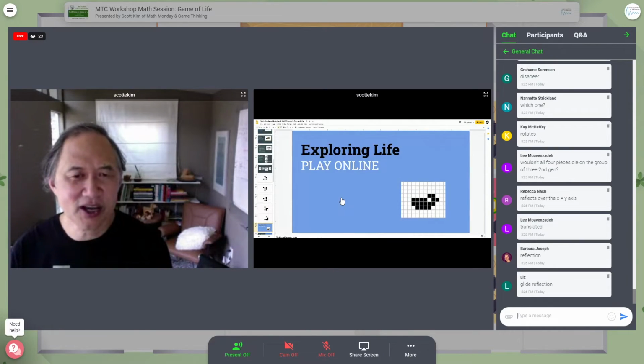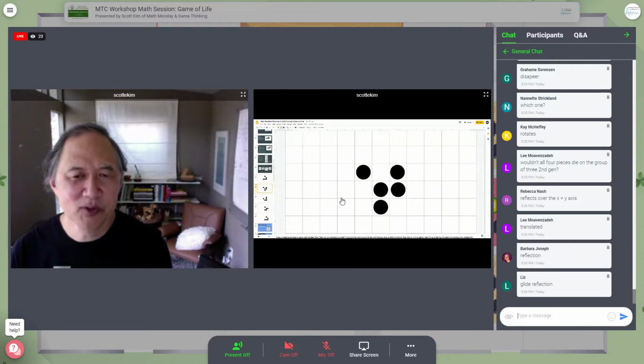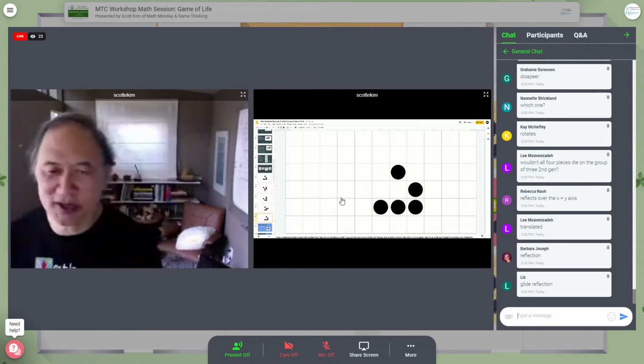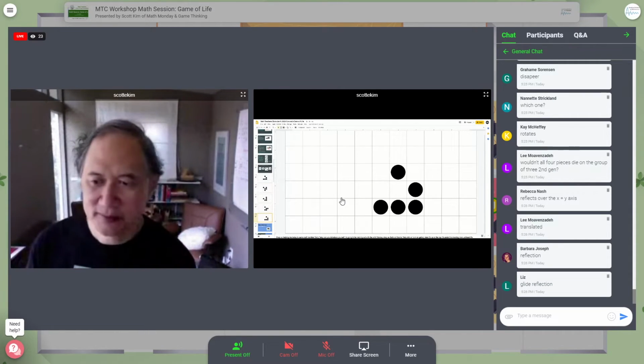So that's called a glider. And it moves across the board. It moves down the line. Well, not x equals y, but x equals minus y, I guess. So that's an example of a figure that repeats but moves as it repeats.